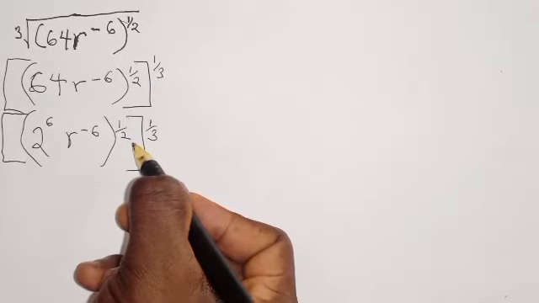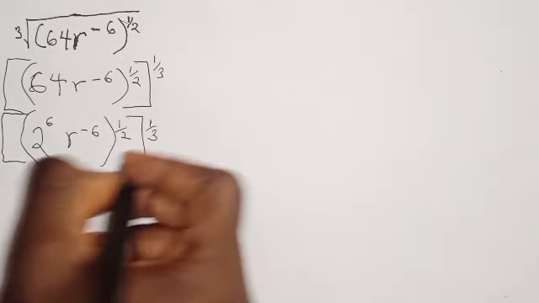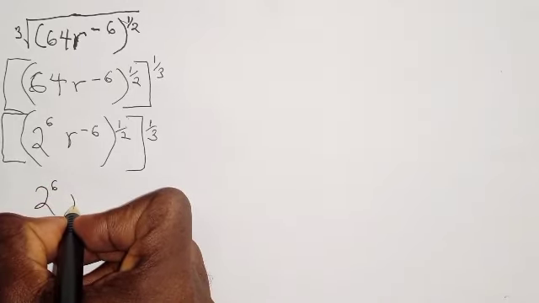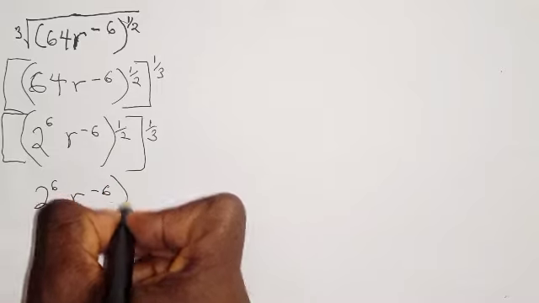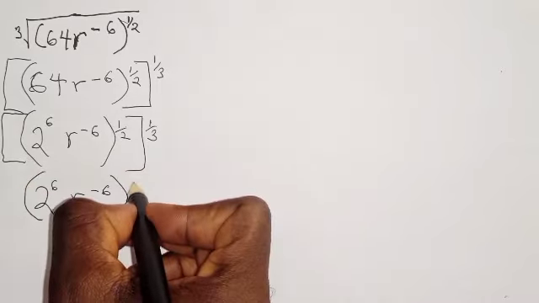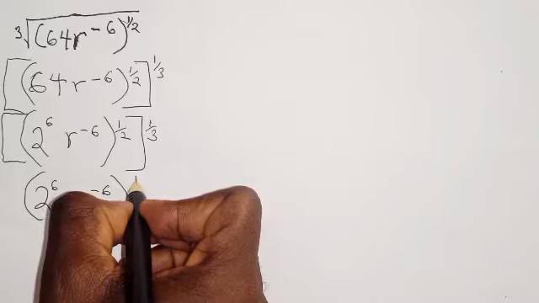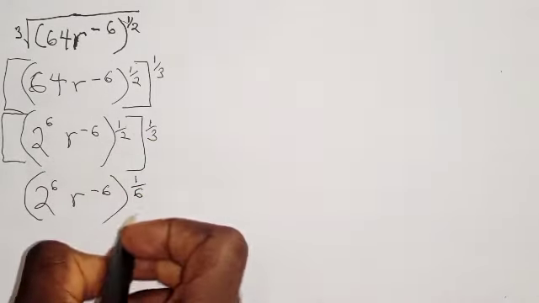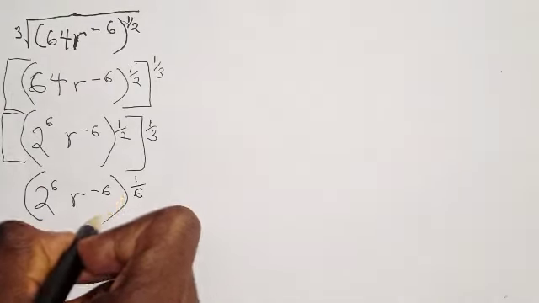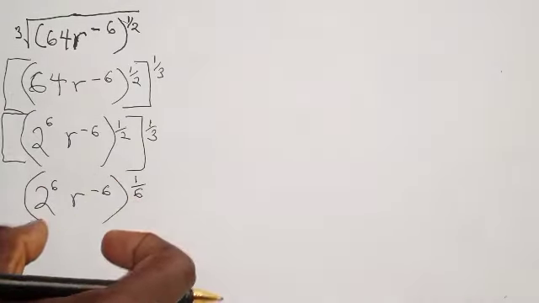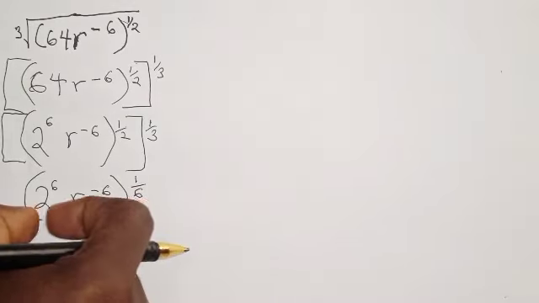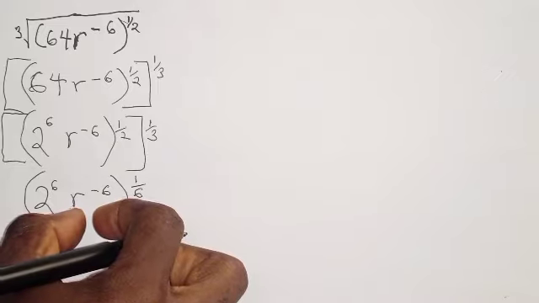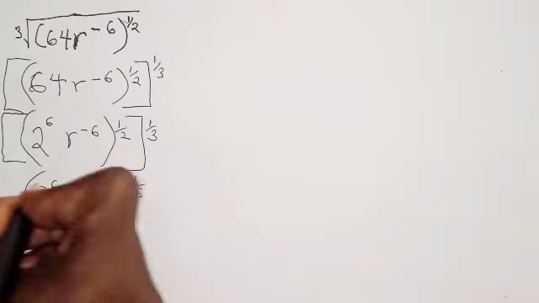Now, one of the laws says that when we have double powers, we simply multiply them. So I'm going to apply that law. So I have 2 raised to power 6, r raised to power minus 6, all in a bracket. So 1 times 1 is 1, 2 times 3 is 6. Then, whenever you have a problem like this also, this is a bracket. The power outside simply is affecting everything inside the bracket. So not just one of the terms, but the two of them. So I'm going to use this to multiply the two.